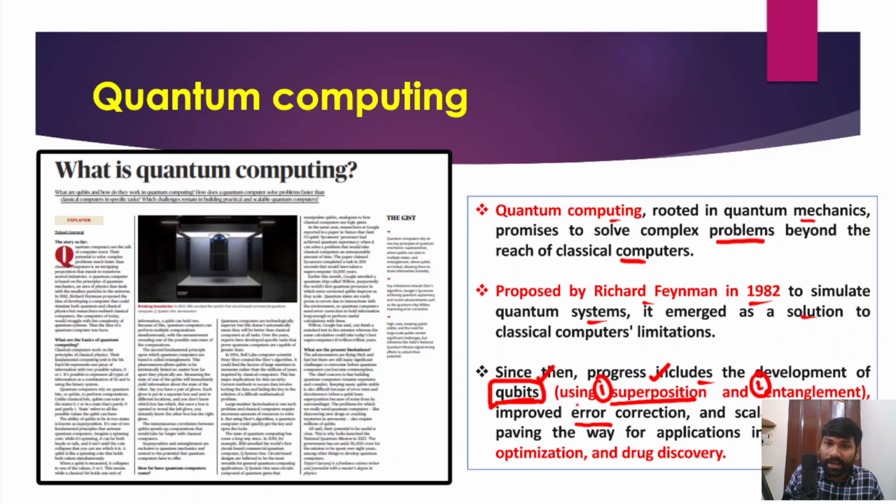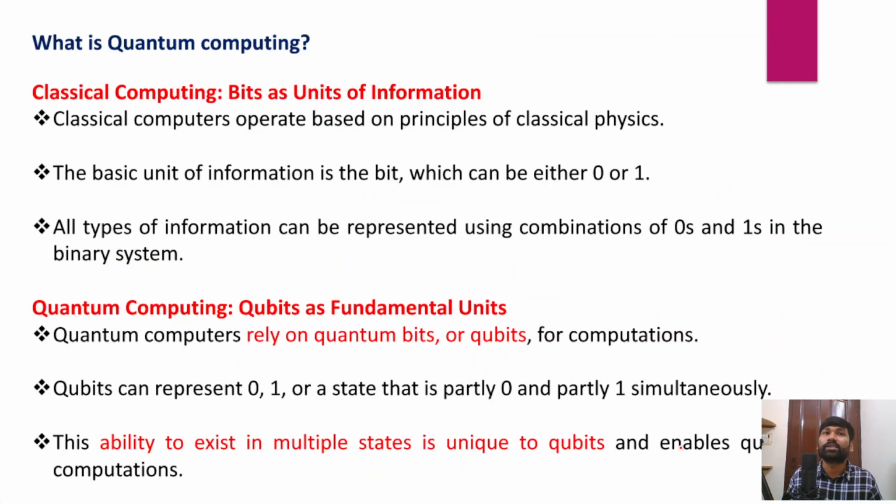If there are any errors in the calculation, those errors will be effectively corrected, and scalable hardware can be made, paving the way for applications in cryptography, for example blockchain technology. Bitcoin also works on the technology of cryptography, or cryptocurrencies work on this technique, and optimization. Even it has a lot of important applications in astrophysics, space technologies, and even drug designing and drug discovery.